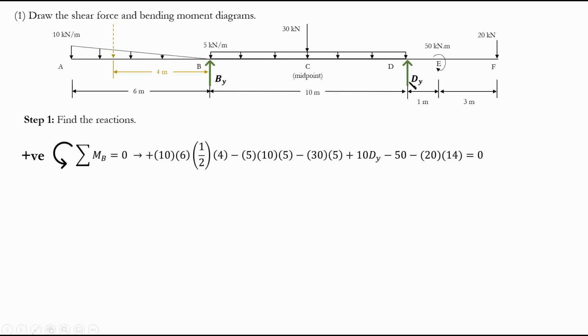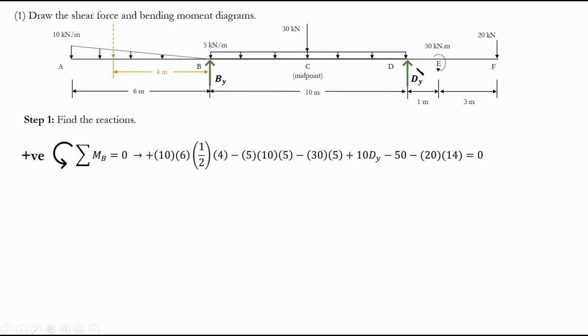Now let's talk about dy. For dy, it's dy multiplied by 10, about point B again. Remember, we're taking all the moments about point B. dy multiplied by 10. But is it positive or negative? The turning is in this direction, so it's counterclockwise, or positive.